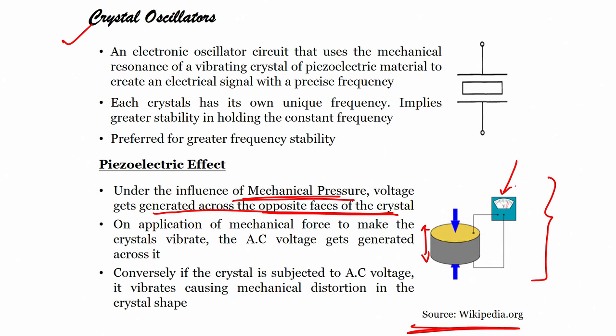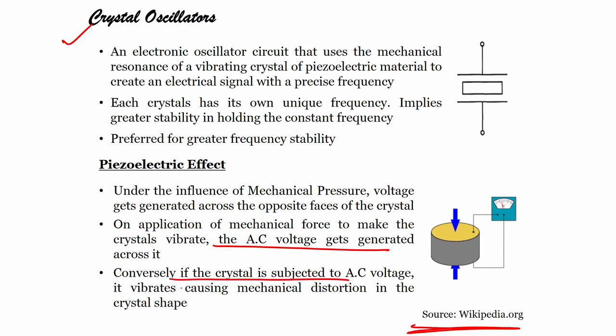You look at this meter, right? When applying pressure, voltage increases; releasing pressure, voltage comes back. So applying pressure will cause a change in the voltage or a change in the signal, okay. Applying pressure where? Across the faces of the crystal. On application of mechanical force to make the crystal vibrate, an AC voltage gets generated. Conversely, if the crystal is subjected to an AC voltage, it vibrates, causing mechanical distortion. That is, if I apply a mechanical pressure, you can see the change in voltage. But if I apply a voltage, then you can also see a change in mechanical distortion. Alright, so vice versa is also a possibility. So this is what the piezoelectric effect means.